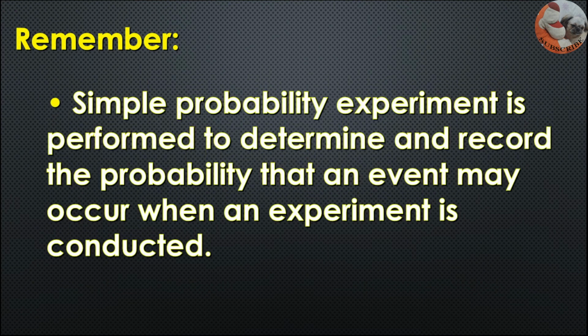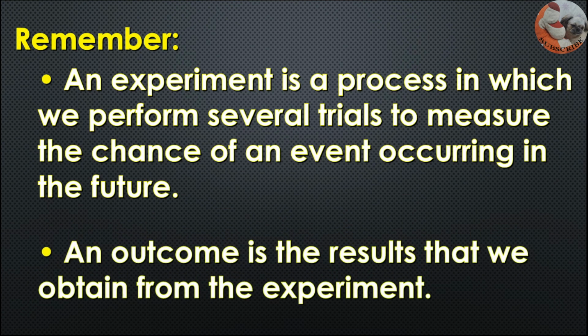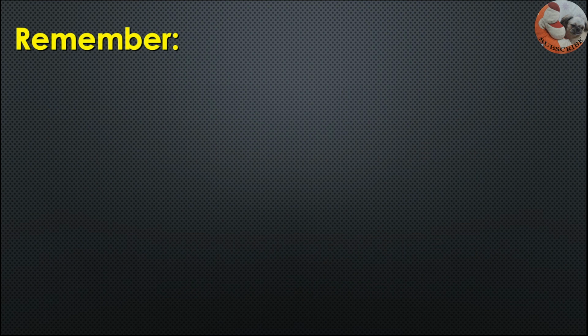Remember, simple probability experiment is performed to determine and record the probability that an event may occur when an experiment is conducted. An experiment is a process in which we perform several trials to measure the chance of an event occurring in the future. An outcome is the results that we obtain from the experiment.